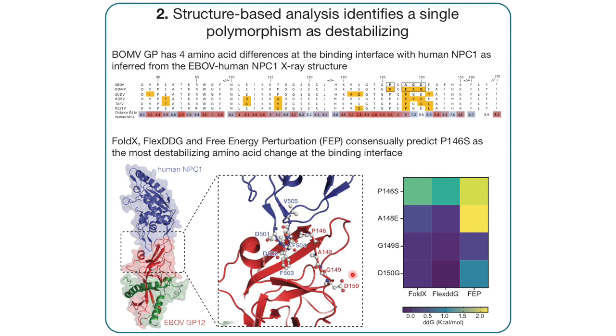For this, we employ 3 distinct and complementary tools: FoldX, FlexDDG, and free energy perturbation, also known as FEP. All 3 methods consensually predicted proline to serine mutation at position 146 as the most destabilizing amino acid change at the interface.